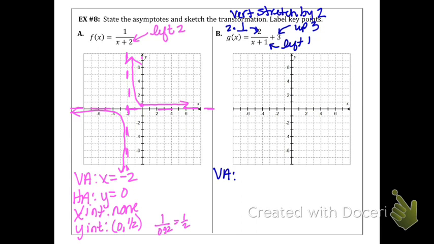My vertical asymptote is going to go to the left 1, so it's going to be at x equals negative 1. My horizontal asymptote is being moved up 3, so it's going to be at y equals 3.